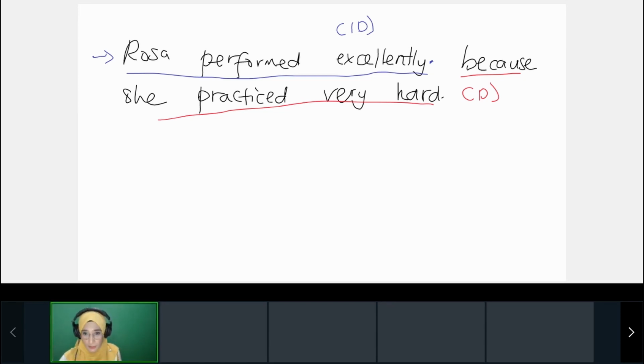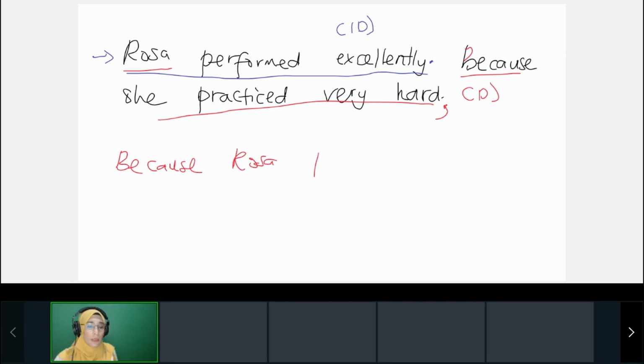Because she practiced very hard, you need to have a complete thought here. Or let's say you switch this one to a capital, right? So, because she practiced very hard, comma, Rosa performed excellently. But we have to switch now because we want the pronoun to come in first. We want to have this one. The name Rosa comes first, so it is something like this.